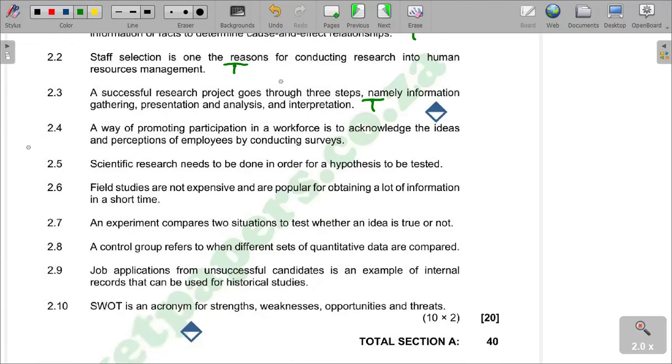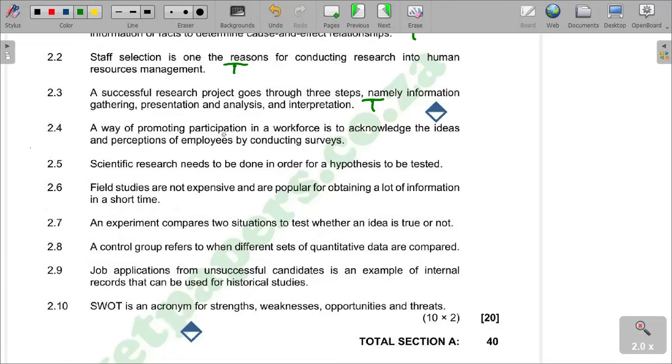These are the steps in the research project, whereby there is gathering information. After the information has been gathered, the information is presented on a pie chart or a bar graph or a picture graph, and it is analyzed, and then it is also interpreted. Right. Let's go to 2.4.